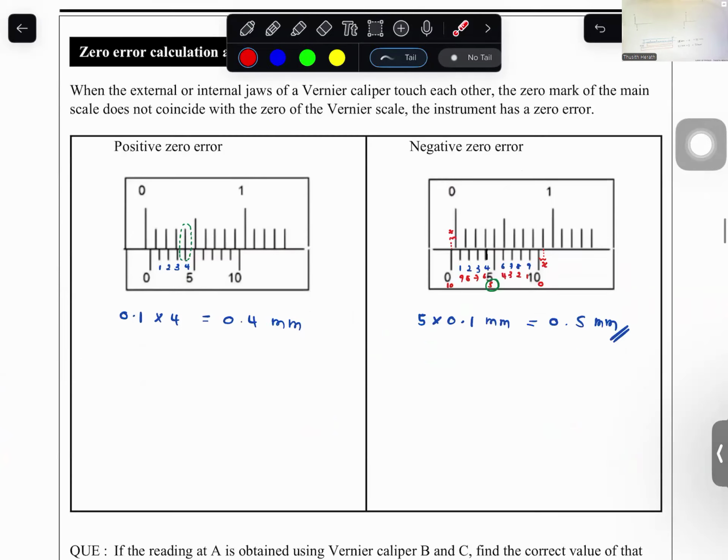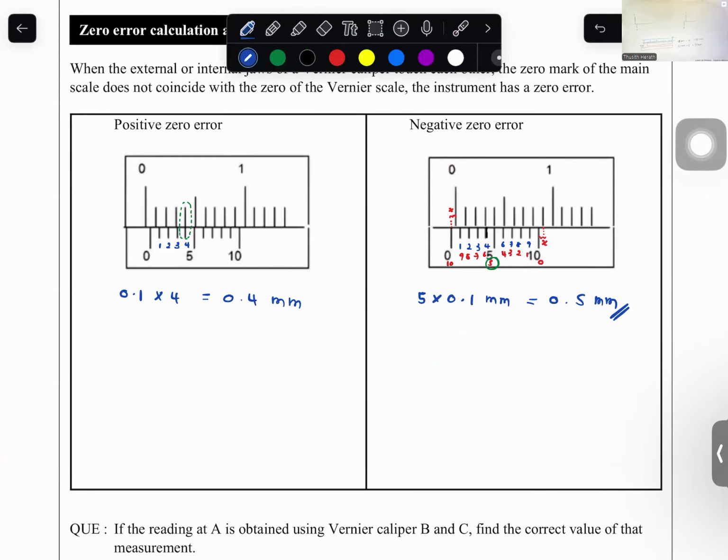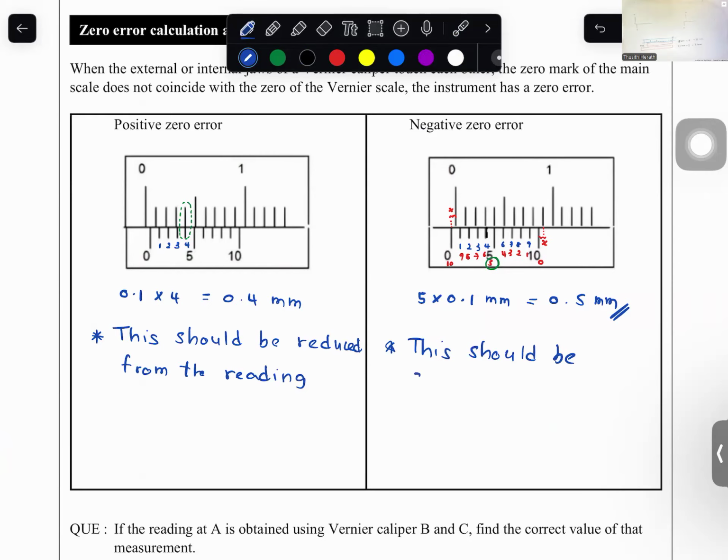Right? Here are the positive error and the negative error. As we explained earlier, what should we do to correct this? This should be reduced from the reading. This should be added to the reading.